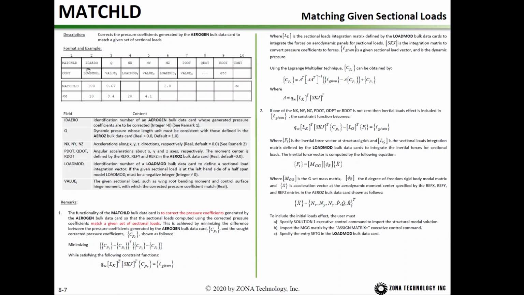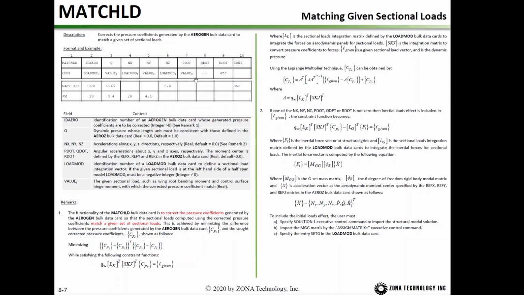This ID arrow refers to the ID of the AEROGEN card, and this is the dynamic pressure in the wind tunnel when you measure the component loads. Then you give a load Mach card ID, and then you give a value, which is measured by wind tunnel testing. And so you can specify many component loads like wing root bending, wing root shear, wing root torque, and so on.